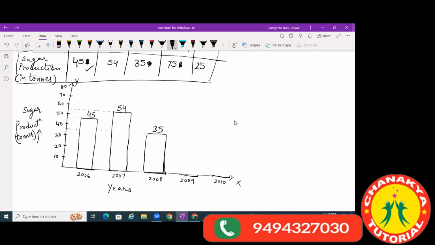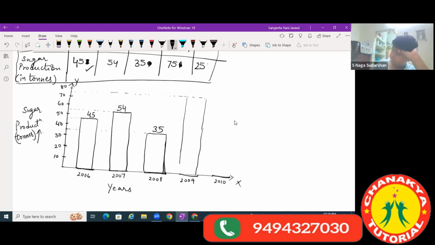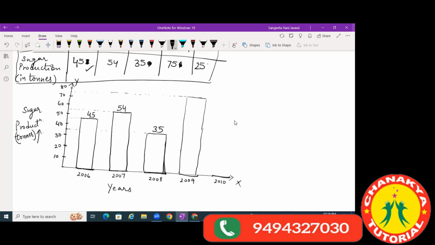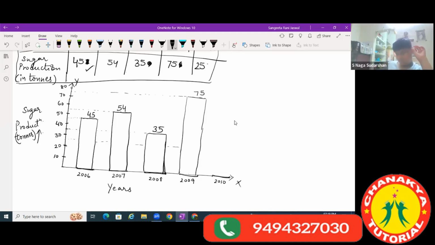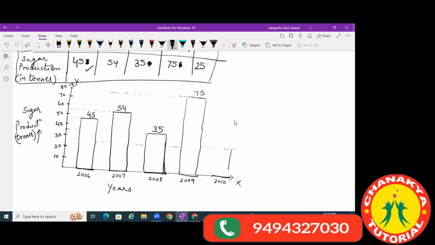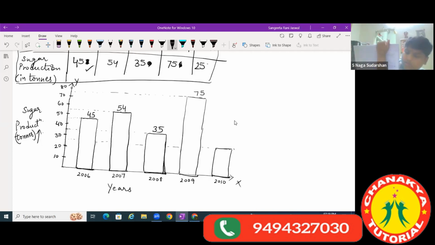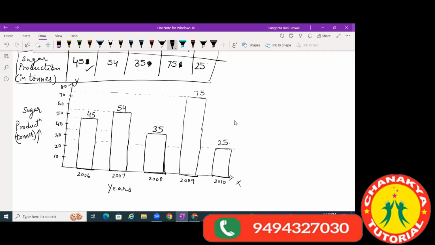Okay, in 2009, the sugar production is 75 now. So 75 lies between 70 and 80. You don't need to draw a dotted line. It's only me who's doing that, because when you are doing it on a graph, then you have these lines. So this is now 75 tons. And now in 2010, the sugar production is 25. Now 25 is here between 20 and 30. Ma'am, I'm done. Can you just check whether it's right? So this is how we make these graphs.